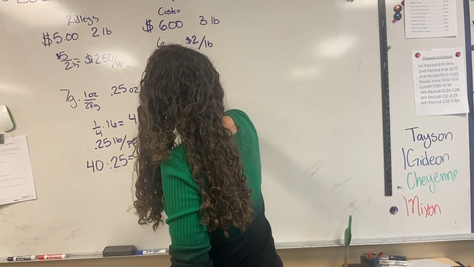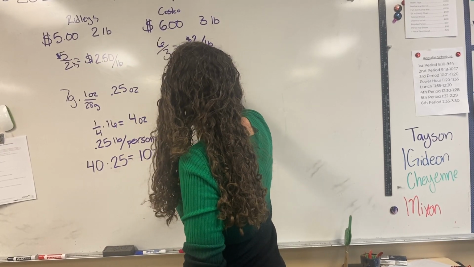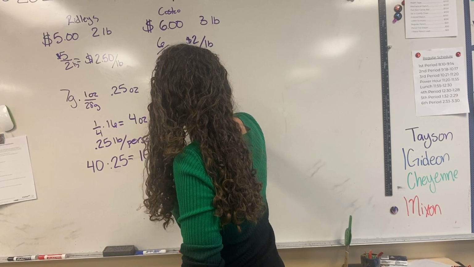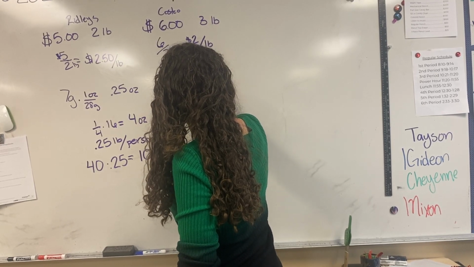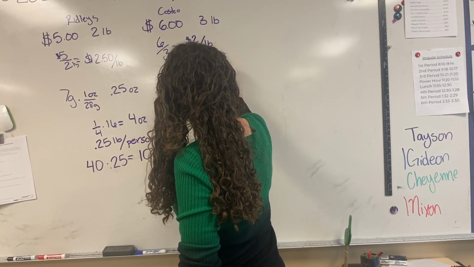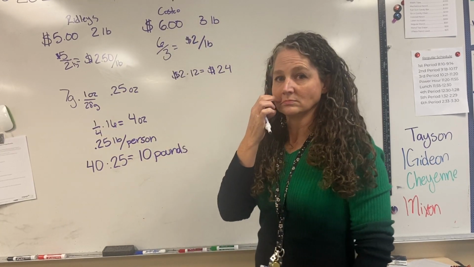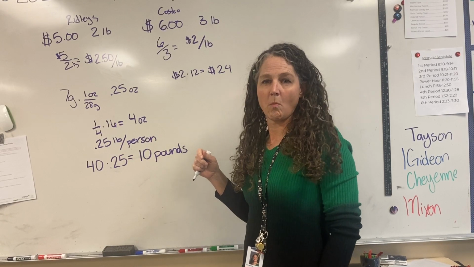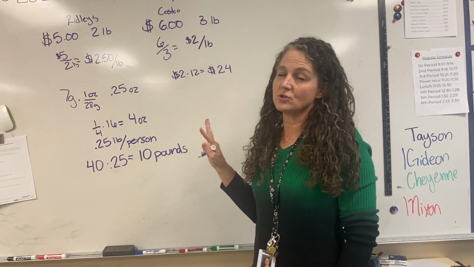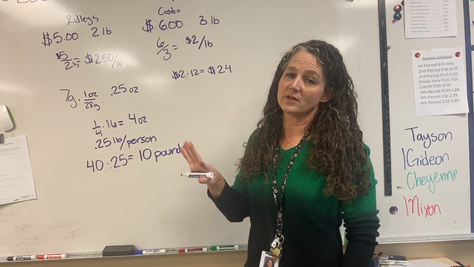So I have $2 per pound. That's our unit rate. Times 12 pounds. So that's $24 on grapes. Well, the only thing is if we get exactly the amount, what if somebody brings a friend, or what if somebody wants to eat? You do want to have a little bit. You are not wrong. You want to have a little bit extra.